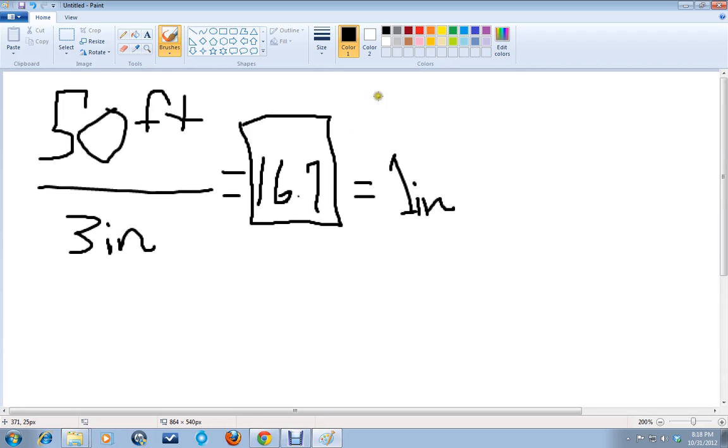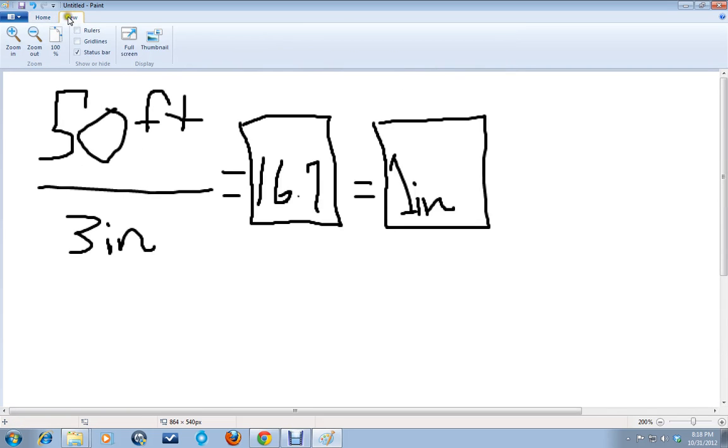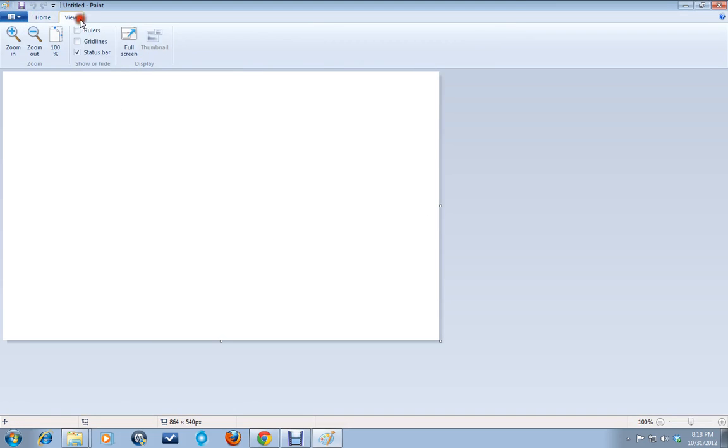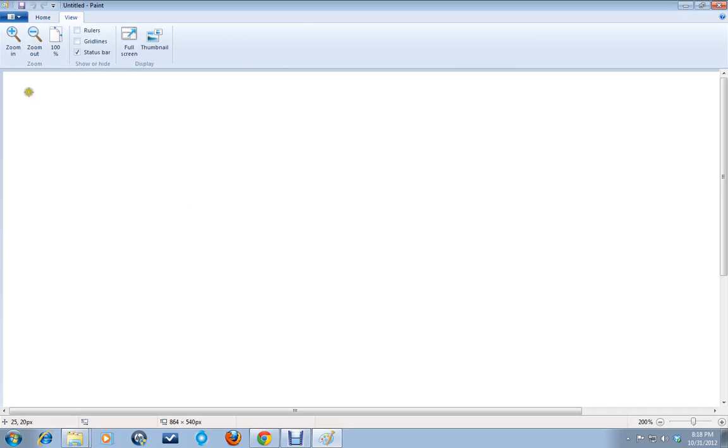So now we have one of our most important pieces of information here. Now that we have that, all we really need to do is start applying some measurements. Now that we know our scale factor, for every 50 feet is 3 inches, let's take one of the sides of a house that we made for my project. Let's say it's 24 feet.